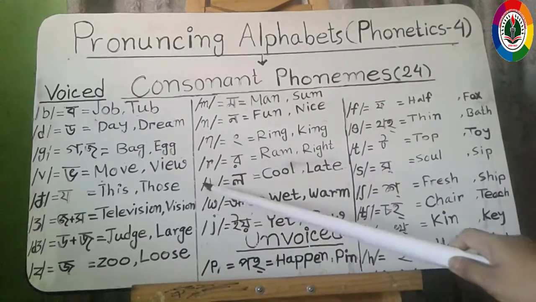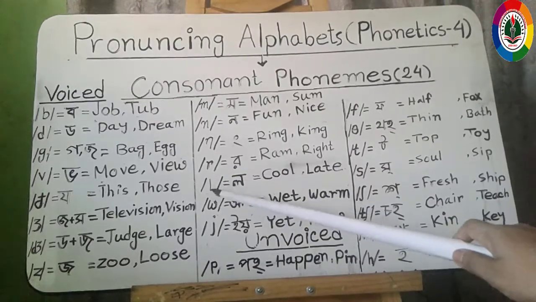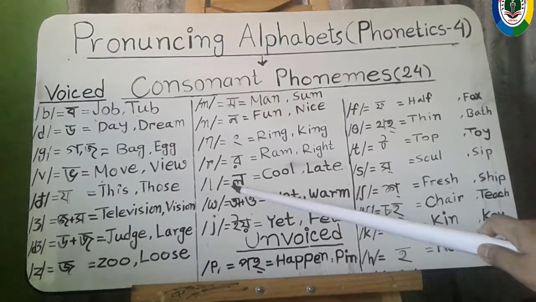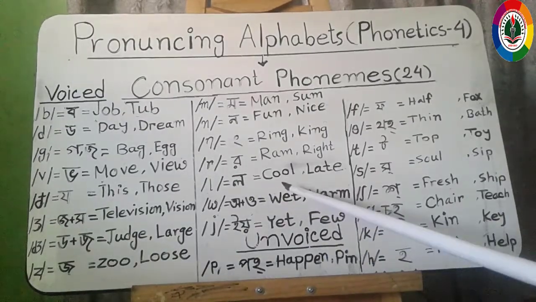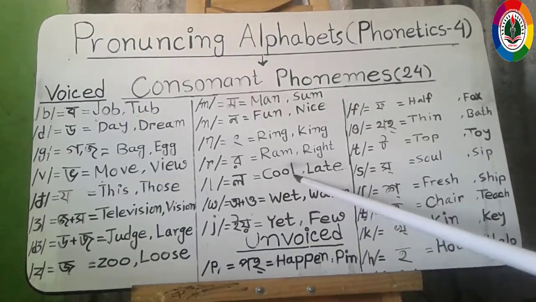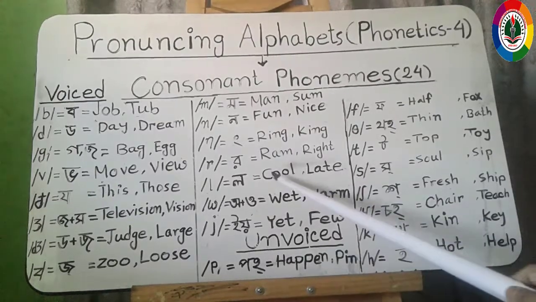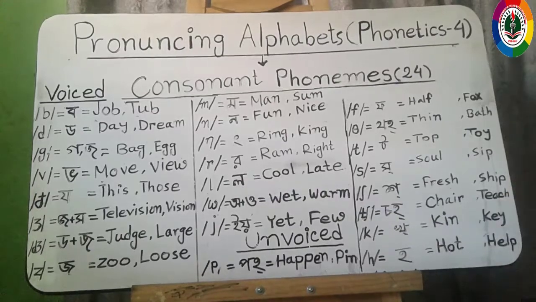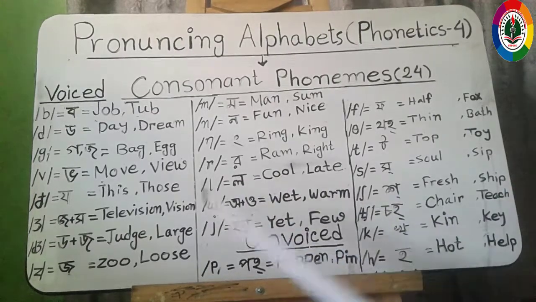Then this sign. This sign in the English language is for the phoneme "l", and the examples are like cool, light, late. While you utter cool and late, we find the presence of this phoneme "l". Then move to this sign.